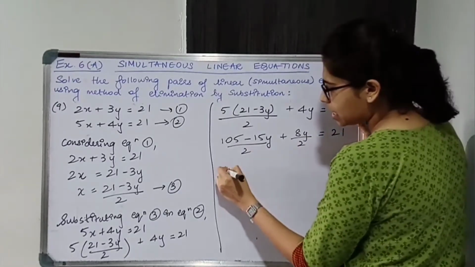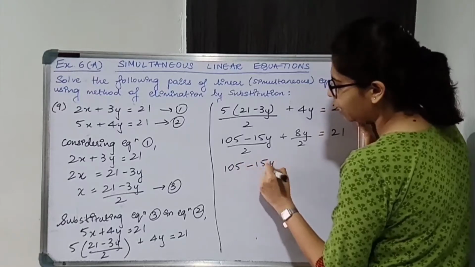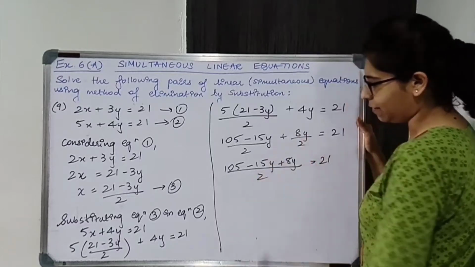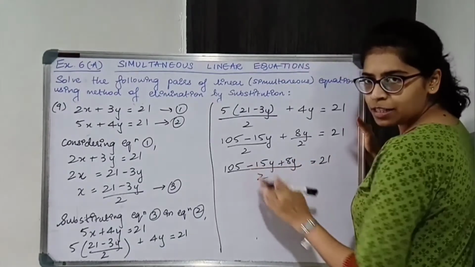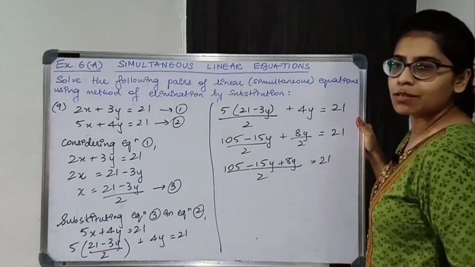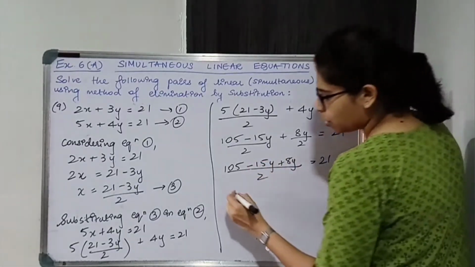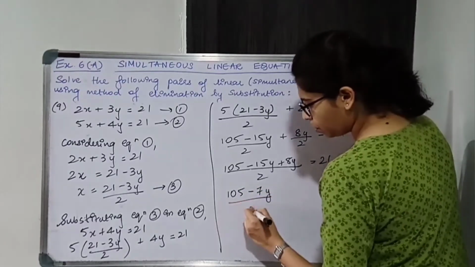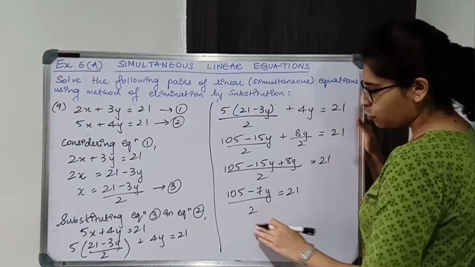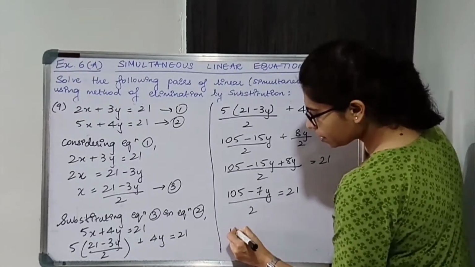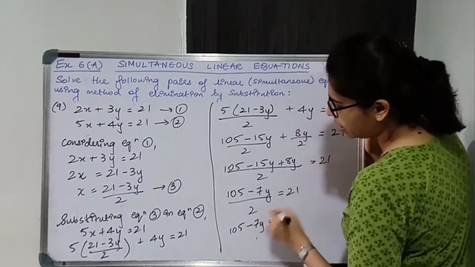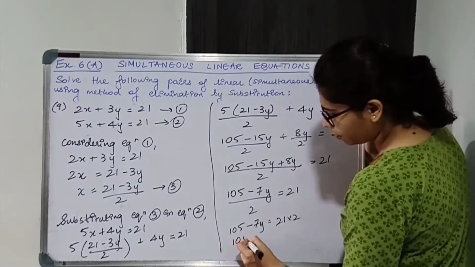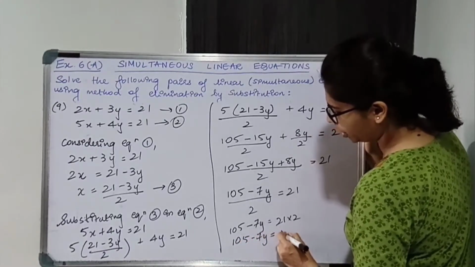Now the denominators are same, so 105 minus 15y plus 8y, the whole thing upon 2 I can write, is equal to 21. 8 minus 15, that is 15 minus 8, how much will it be? 7, but greater number is negative, so 105 minus 7y upon 2 is equal to 21. Shifting 2 on the other side, 105 minus 7y is equal to 21 into 2. So 105 minus 7y is equal to 42.